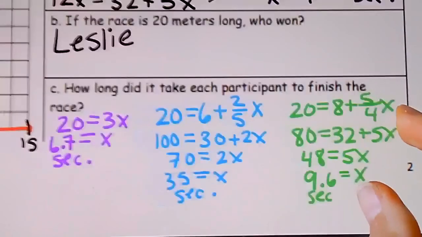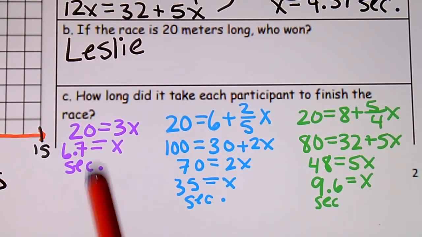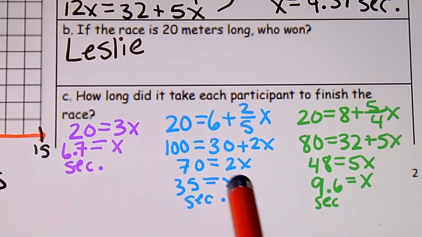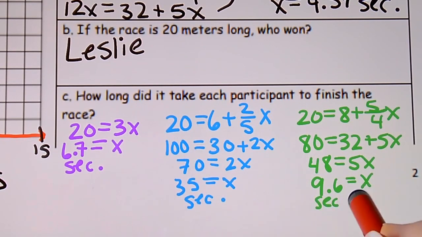Okay. So Leslie finished in 6.7. She was the winner. Kristen was in last place at 35 seconds. And then Evie finished at 9.6 seconds.